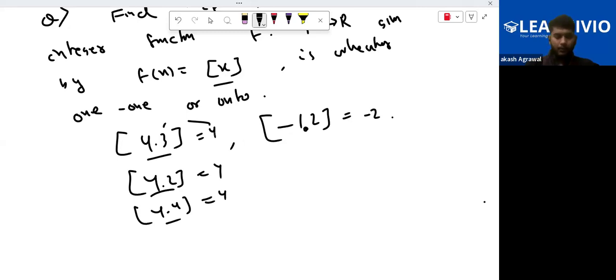Check for onto. So the range is different, so it's not onto. Very good. Range is different because it only produces integer values, and in the codomain we have all real numbers. So how can any real number be associated with this? So this is not onto also. Got it? Yes, sir.